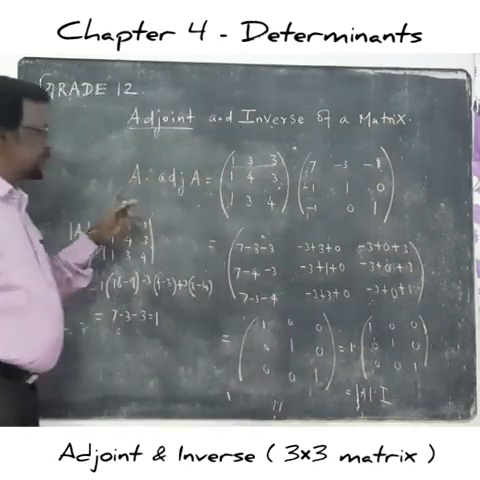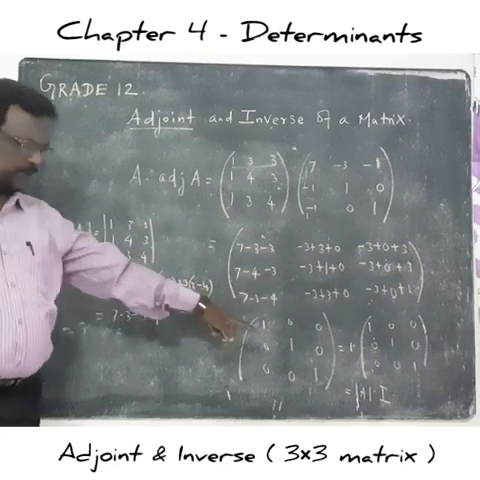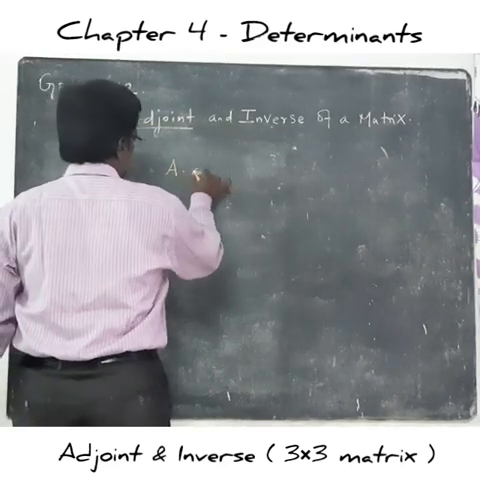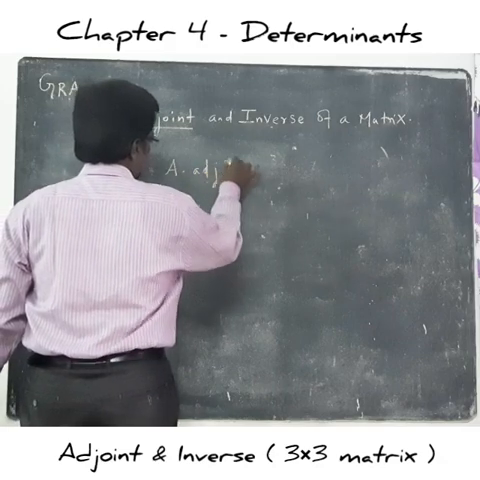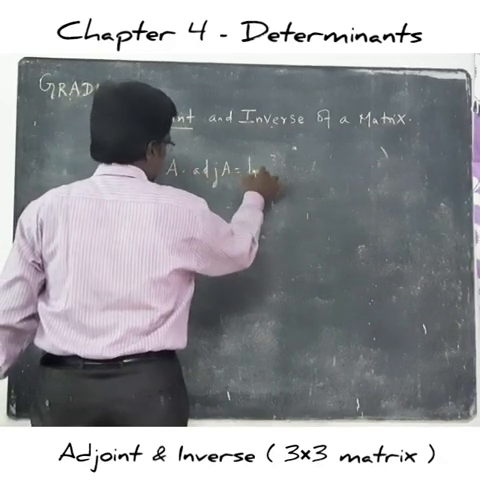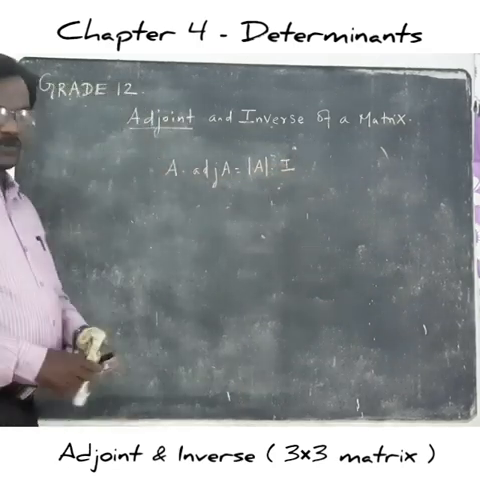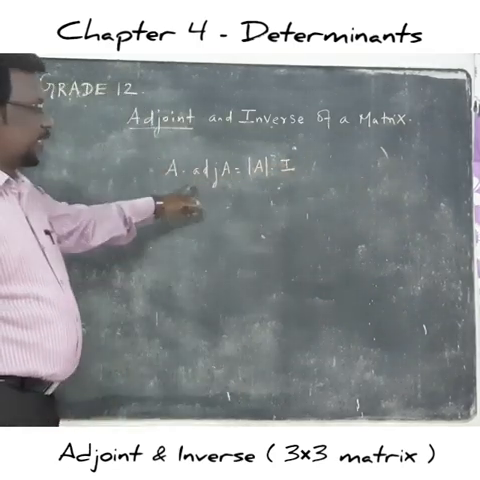So we have got one result, that is A into adj A is equal to determinant value of A into I. This is one of the results using adj A.